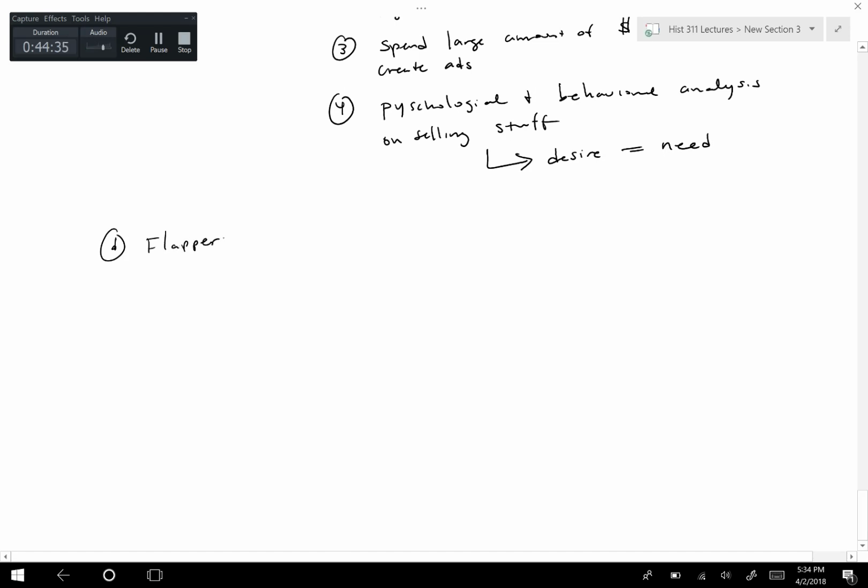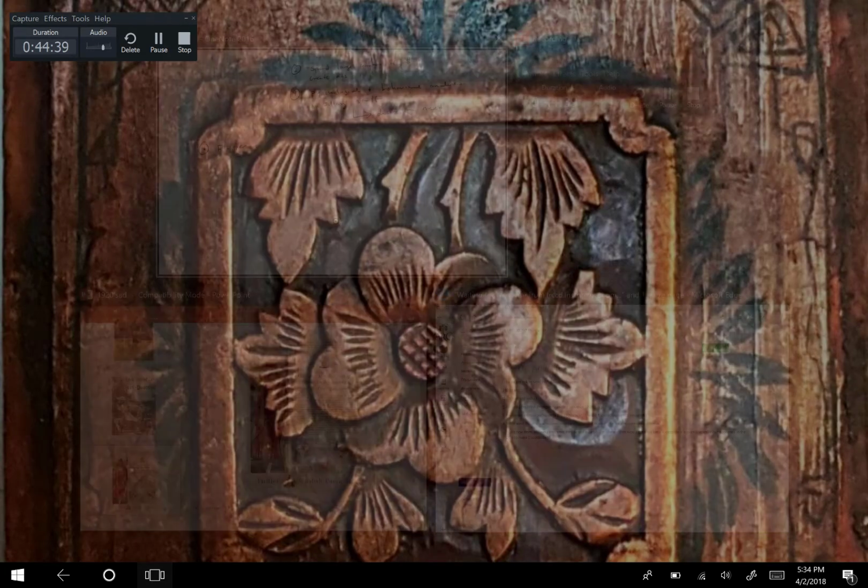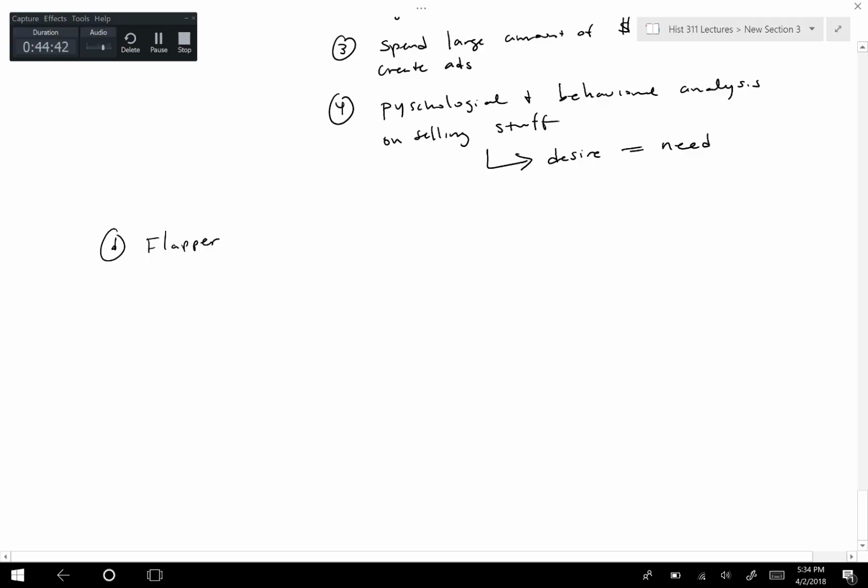The flapper. I think this is the best example of it's gonna stay.